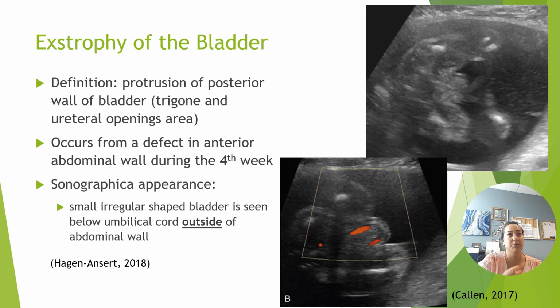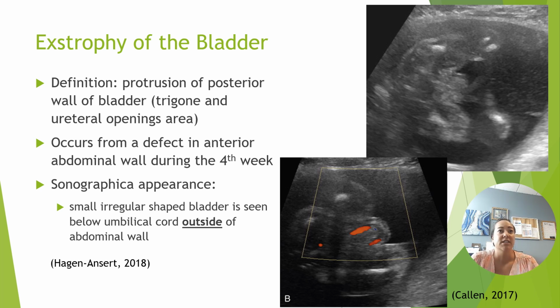Moving into bladder abnormalities, there's exstrophy of the bladder. So this is protrusion of the bladder wall outside of the body. So this is where the trigone and ureteral openings are. This occurs due to a defect in the anterior abdominal wall during that 4th week of development.